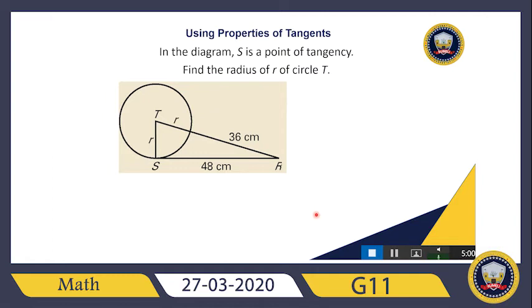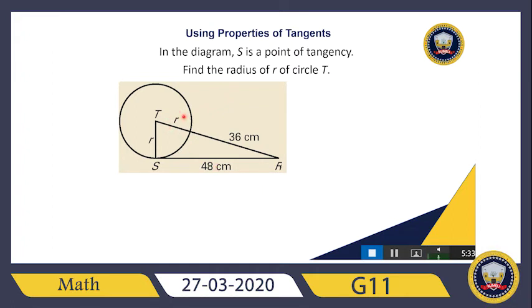Okay, take a look at this example. This is another question. He's saying in this diagram, if S is a point of tangency, he's asking me to find the radius R of this circle. So basically, guys, once you see this word tangent or tangency point, immediately you can say we have a right angle between TS and SR.